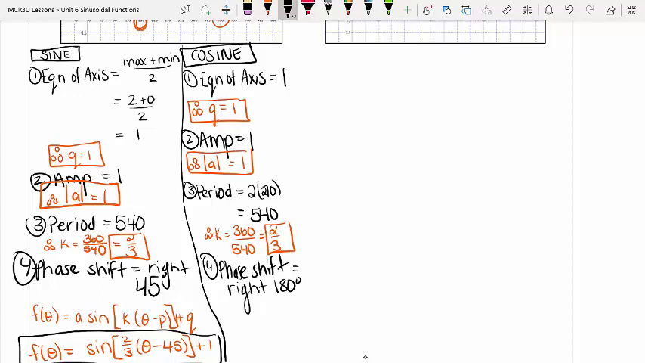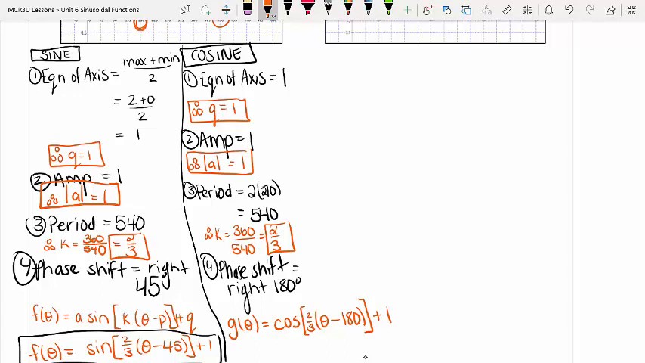Okay, so in our equation, we're going to want to make that a negative 180. So let's put all of our values together in the equation. So our a value is 1. Our k value is 2 over 3. Our phase shift is 180. And our q value is 1. And remember, we don't need to formally write that 1. We can just leave it as cos, and the 1 is assumed.